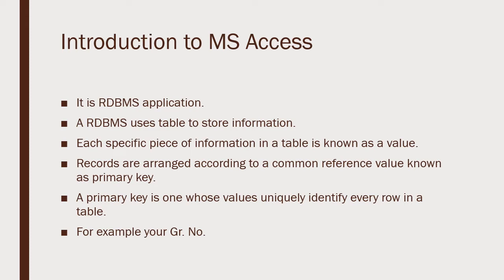Why and how? Let's see. Suppose a GR number is given to you. One child has only one GR number. It cannot be more than one, and it cannot be the same GR number for another child. If the same GR number is given, there is more chance of duplication of records. So through this primary key, we can avoid this.